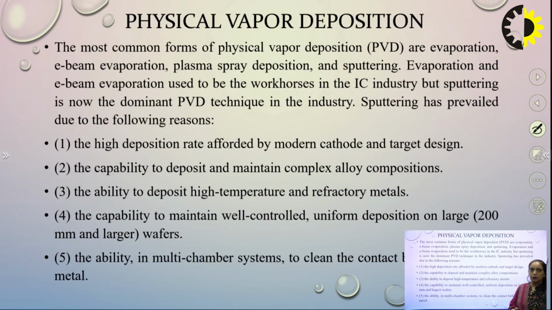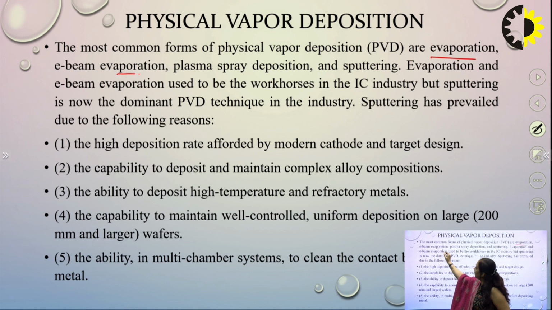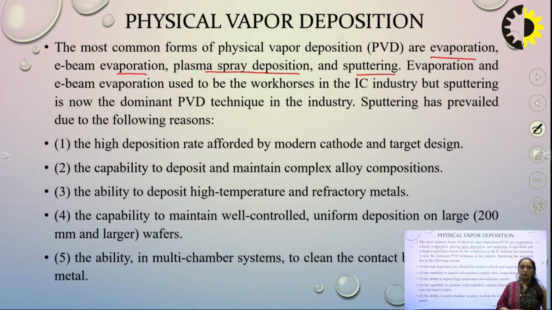Next is the physical vapor deposition. This physical vapor deposition is one of the processes to deposit the metal lines, to have the metal lines, and the most common forms of physical vapor deposition are evaporation, E-beam evaporation, plasma spray deposition and sputtering. Evaporation and E-beam evaporation used to be the workhorses in the IC industry, but sputtering is nowadays a very common technique in the microelectronics industry.